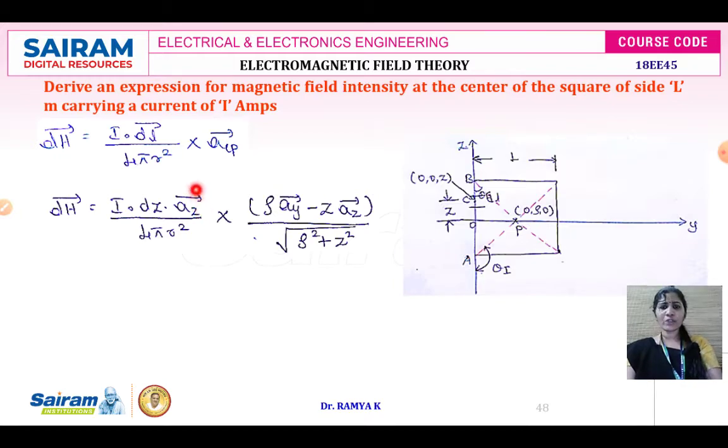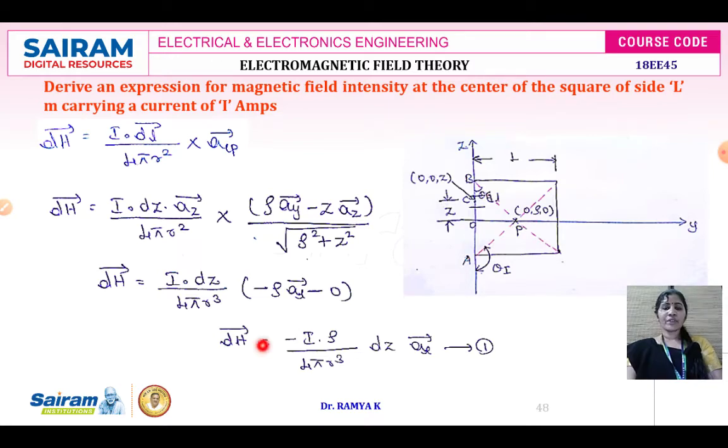When you do a cross product between these two terms, a_z cross a_z, this particular term will become 0. a_z cross a_y is going to be minus a_x, as we all know from the cross product rule. After identifying, we got the differential magnetic field intensity as minus I into rho divided by 4 pi r cube into dz a_x vector.